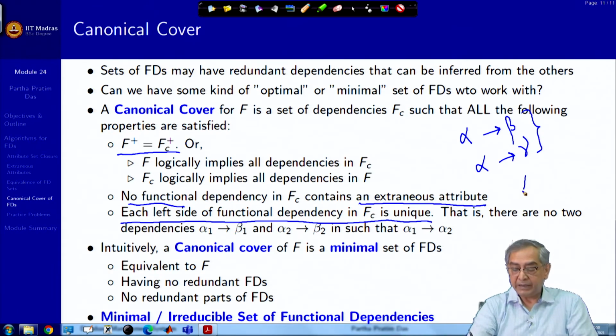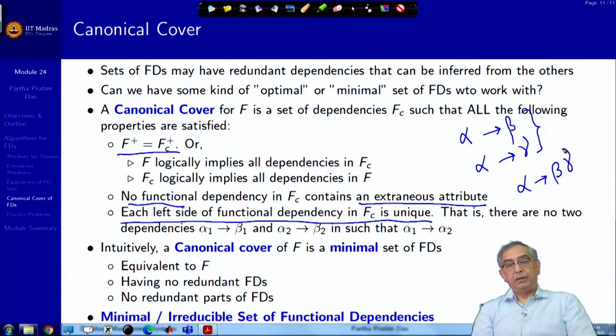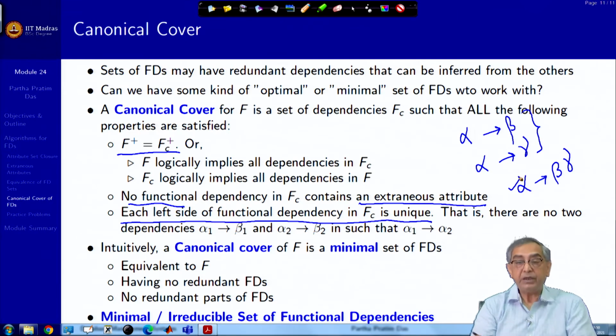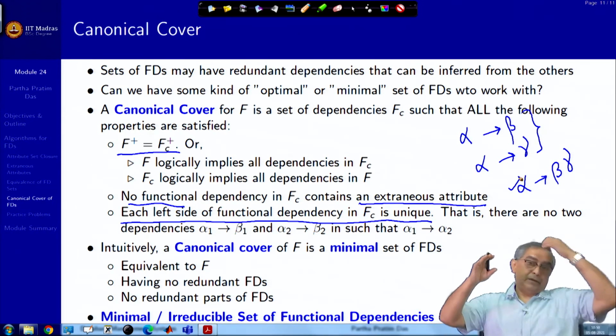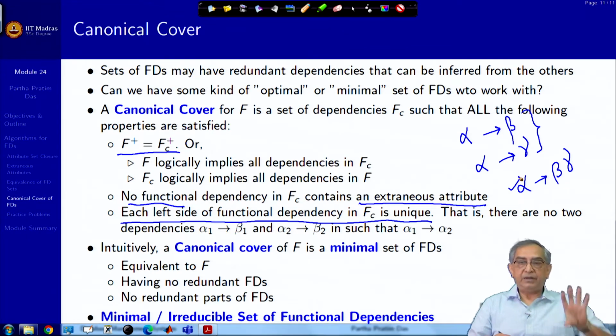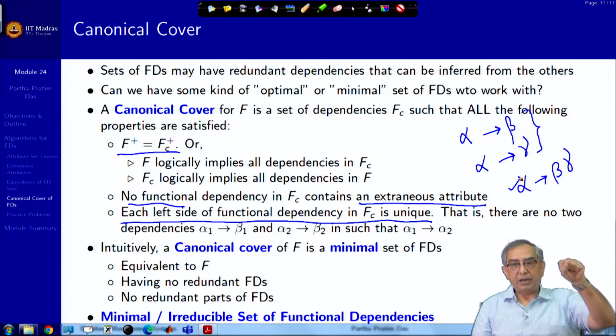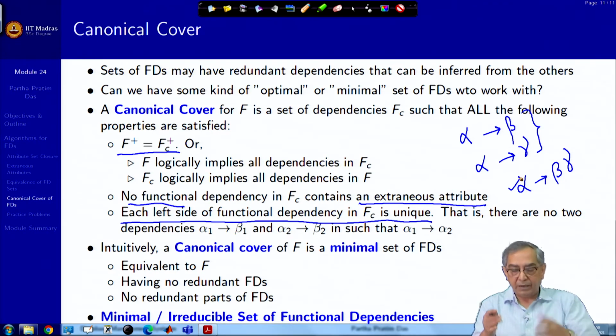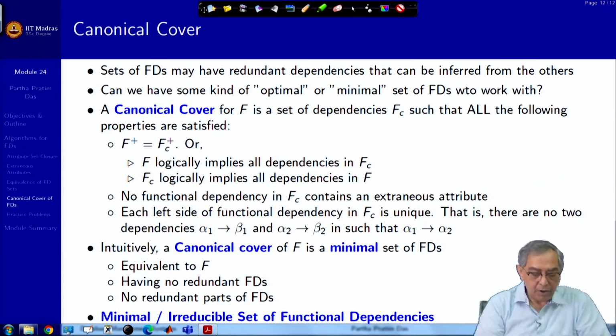If it exists, we can always use the union rule and write it like this. So, we will have this. It is possible that if I actually have multiple functional dependencies with identical left hand side, I will use the union rule, make them together into one set and have less number of functional dependencies.